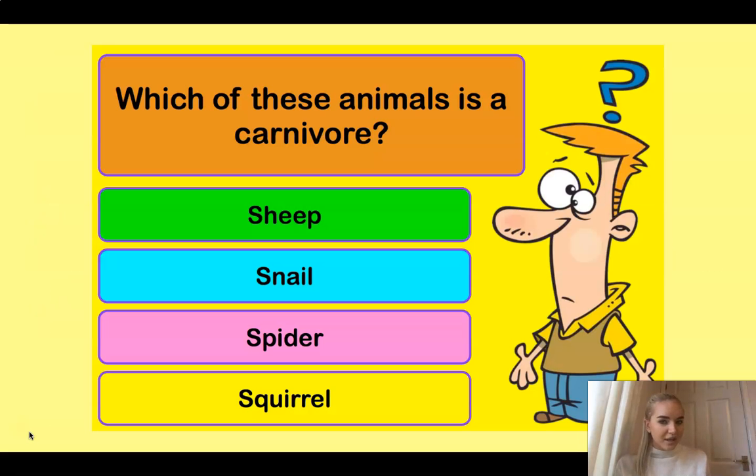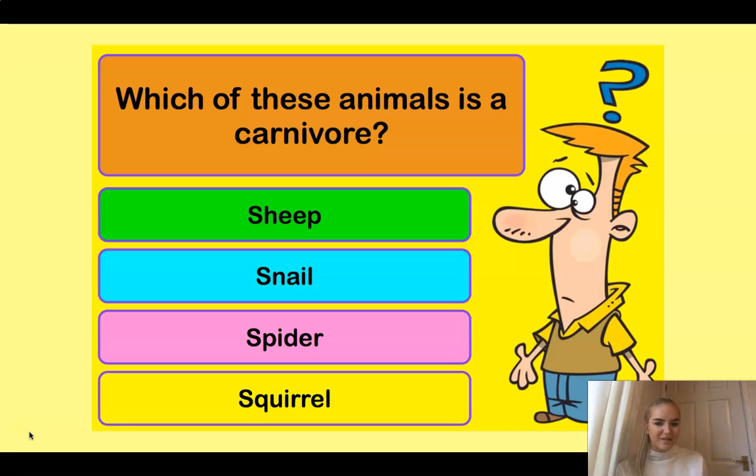So our first question is, which of these animals is a carnivore? Now, remind me, Year 4, what is a carnivore? Is it an animal that eats just plants? No. It's an animal that eats meat, isn't it? So it doesn't eat plants, it eats meat. What was the animal called that eats both plants and meat? That's right, it's an omnivore. Now, thinking about each of these animals, sheep, snail, spider, and squirrel, which of these animals is a carnivore and eats just meat? Now, pause the video and have a think.